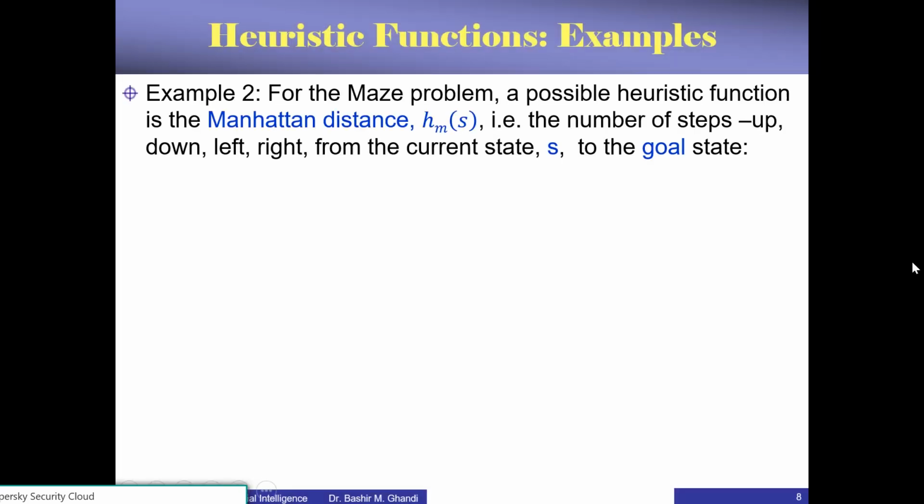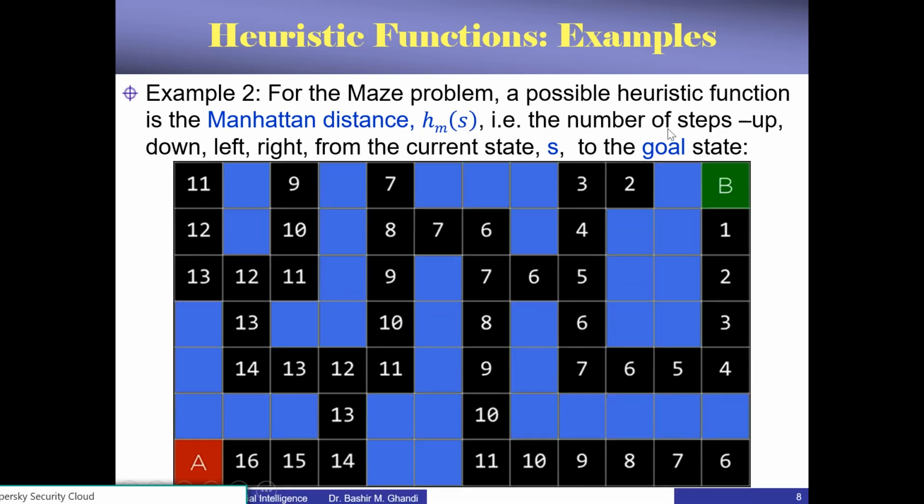Let's take another one. You remember the maze problem that I showed you, where we even have a program that is computing that. For that, if you want to know an estimate for a certain state, in that case any particular cell in the maze, then a heuristic function could be what is called Manhattan distance from that state to the goal state. Manhattan distance simply means the number of steps you need going up or down, left or right, from the current state to the goal state.